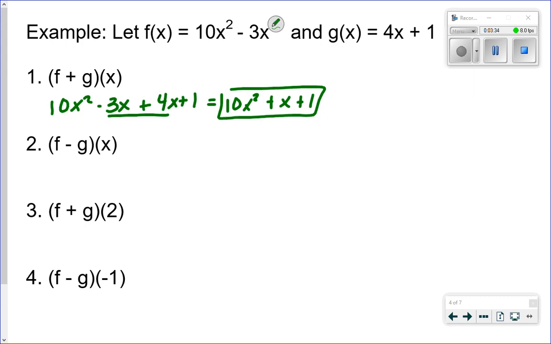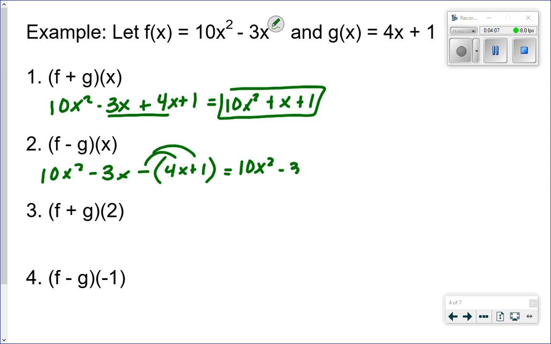Okay, number 2 says find f minus g of x. So I'm going to start with the f function. So 10x squared minus 3x. Now I'm subtracting g, so that means I need to have a minus sign and then I need to put the g function in parentheses. This is a lot of times where students mess up because they just write minus and then they bring down the 4x plus 1. But the reason we need the parentheses is because this minus sign goes to both of those terms. So it's going to be 10x squared minus 3x minus 4x minus 1.